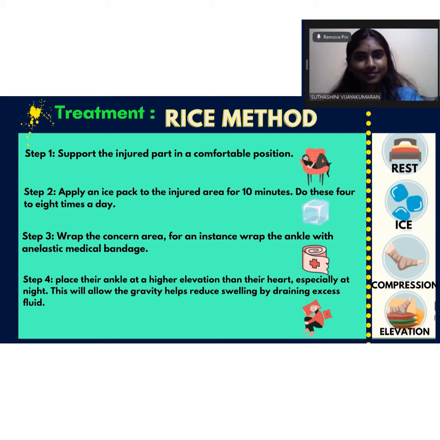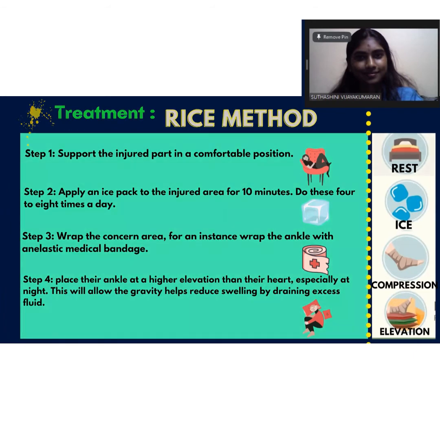As for the last step, you have to use elevation. For an ankle sprain, when the player is resting, you have to place their ankle at a higher level than the heart, especially at night. For example, put your leg on top of your pillow and then sleep comfortably. Gravity helps to reduce swelling by draining excess fluid. So these are the treatments that we can do for an ankle sprain.